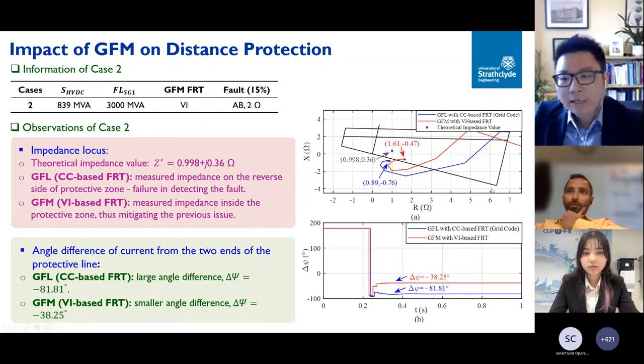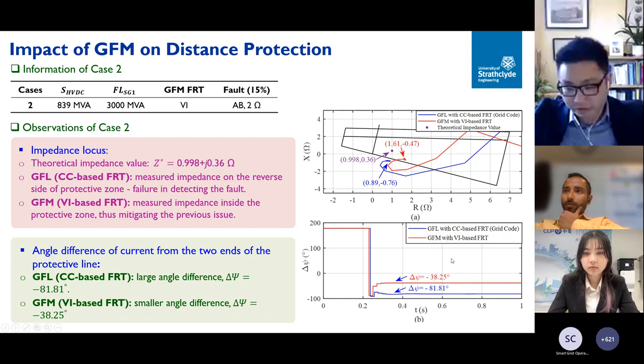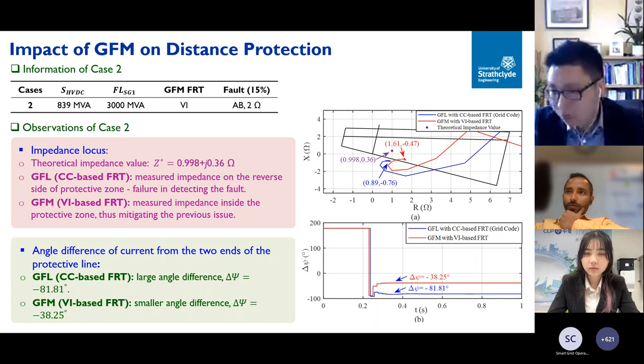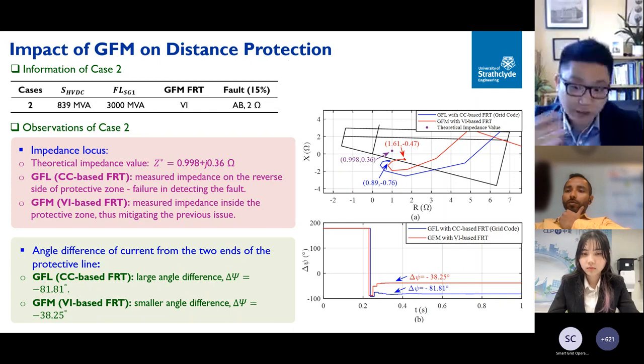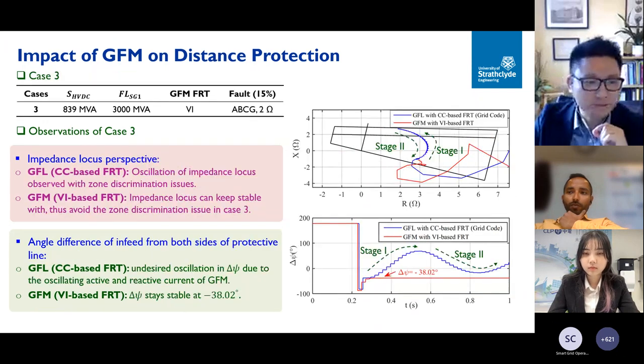Second case, by using grid forming, what we can do is bring the locus from the reverse side to the front side. You can see that it addresses the issue we mentioned earlier. So that brings the fault within the protection zone, which supports the operation of the relay by reducing the current difference between two ends of the circuit. And actually, this can be further improved. That's something we are working on right now. We believe we can make this performance even better by improving the control objective.